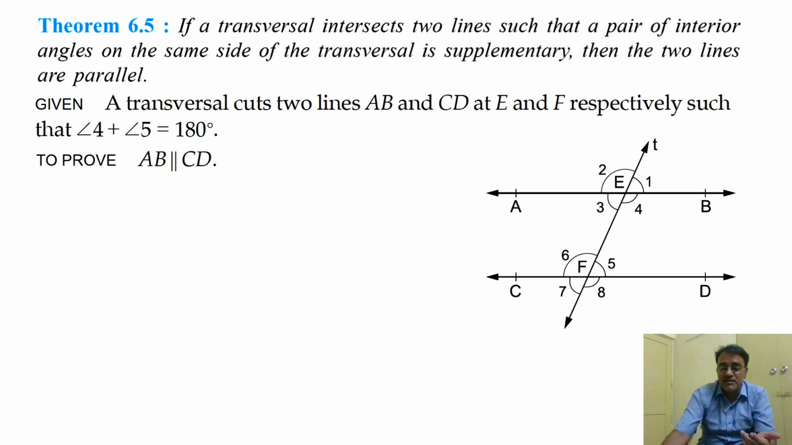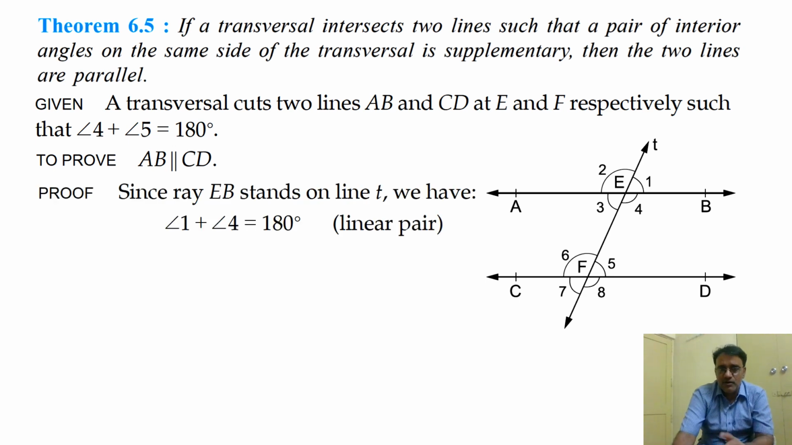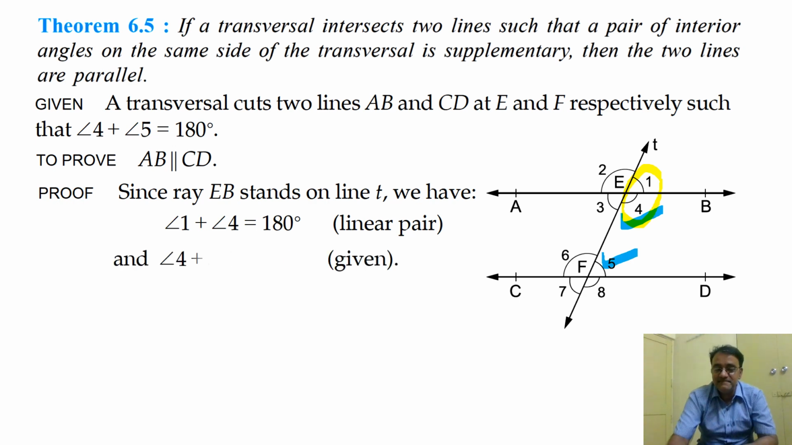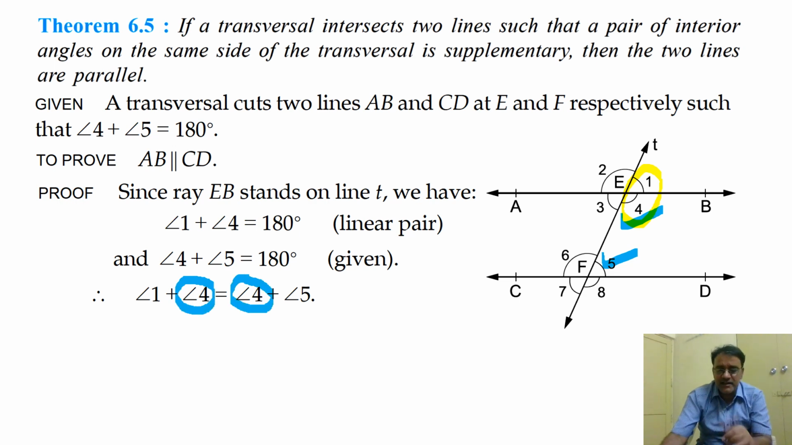Angle 1 plus angle 4 कितना होता है? That is also 180 degree. Okay, we'll start with angle 1 plus angle 4. The sum of these two angles is 180 degree. Why? Linear pair. And the sum of angle 4 and angle 5 is also given 180 degree, right? So both the sums are equal to 180 degree, that means both are equal to each other. अब यहाँ पे एंगल 4 दोनों साइड में है, so हम लोग क्या करेंगे, उसको एलिमिनेट कर देंगे. So angle 1 is equals to angle 5.